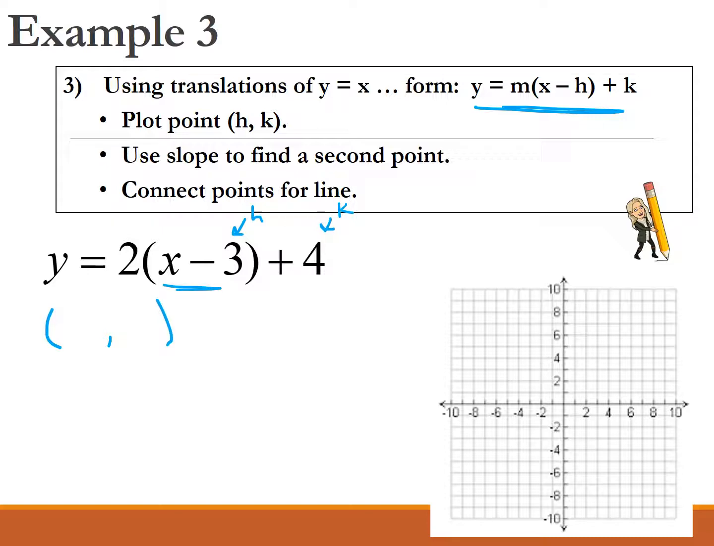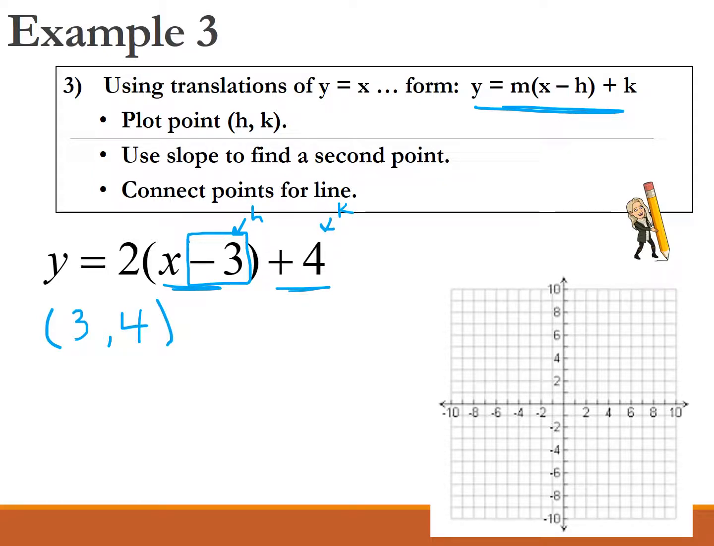So remember, when it's inside parentheses, this h value is opposite of what I see. Here I see a negative 3. So when I pull it out, I have to think opposite of a negative, which is a positive 3. The k value, since it's on the outside of the parentheses, stays the same. So 3, 4 would be the point I pull out.